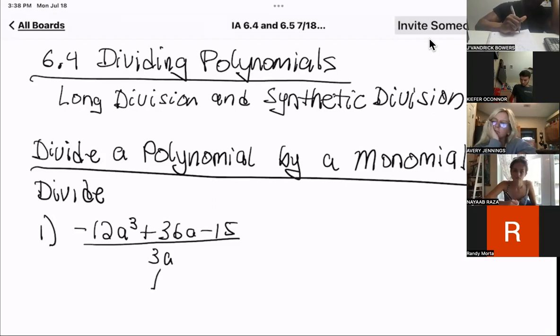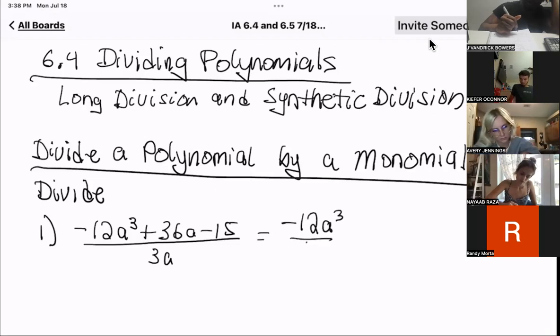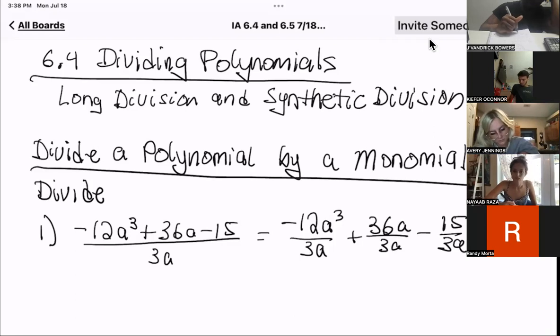When you have a monomial, one term, in the denominator, the easiest way to do this problem is to divide each part by it. You can only do this with a monomial, but I'm going to divide each part by 3a. And after that, we're going to simplify it, each part at a time.